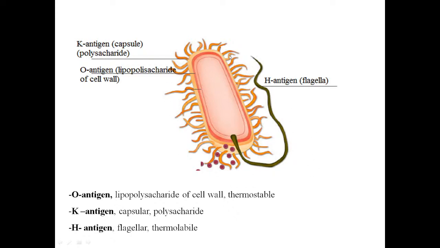So such bacteria cause production of three types of antibodies: antibodies against O antigen, antibodies against K antigen, antibodies against H antigen.